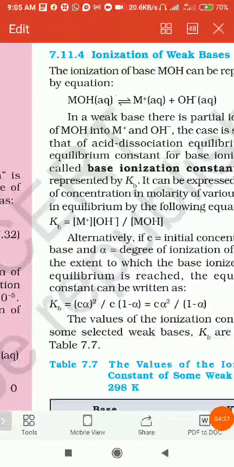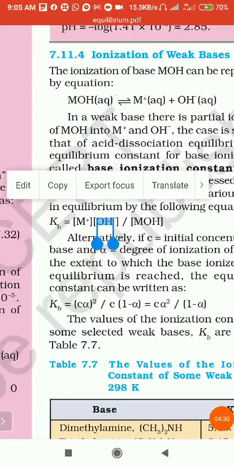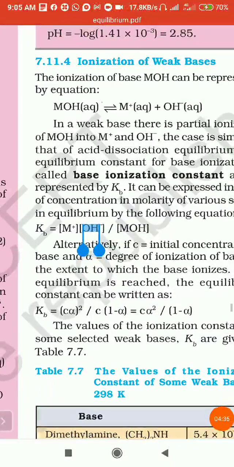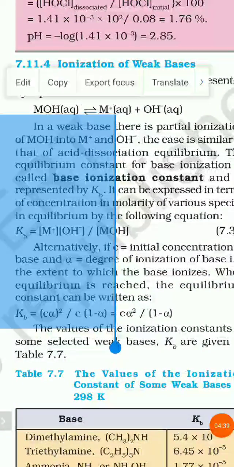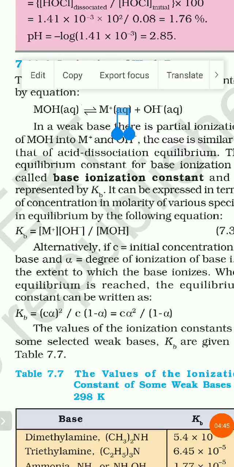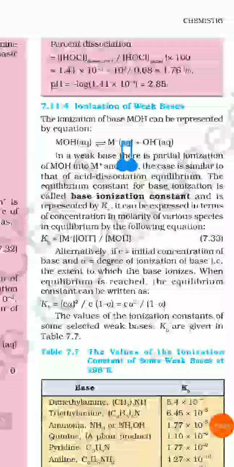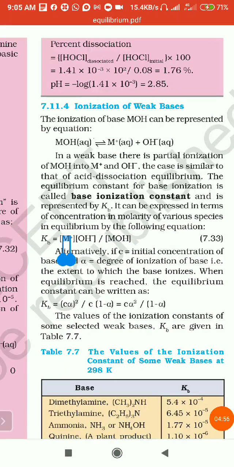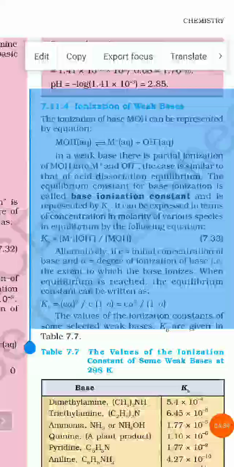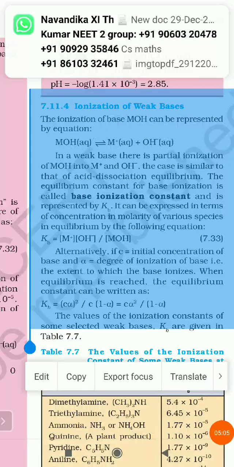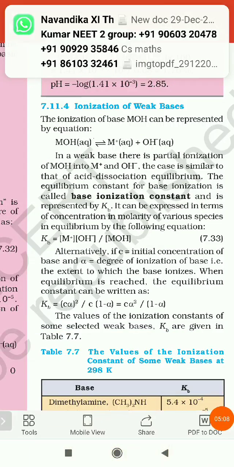Kb is equal to the concentration of products divided by the concentration of reactants. The products are M plus and OH minus. So Kb is equal to the concentration of M plus times the concentration of OH minus, divided by the concentration of MOH. That is, product concentration divided by reactant concentration.